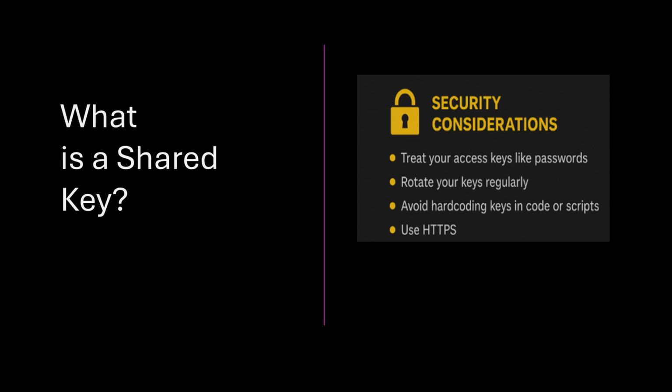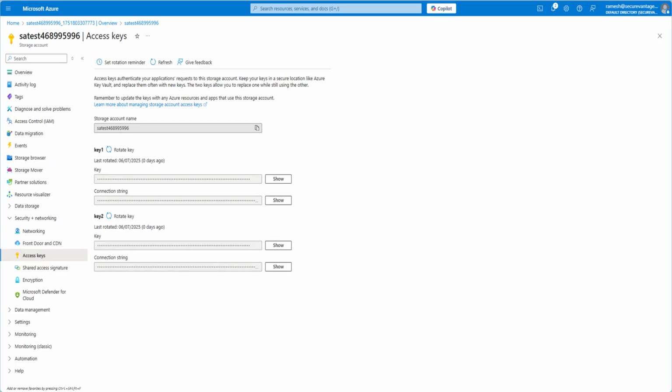Let's get on the portal and check the shared access key in action. You can view the shared access keys for each Azure Storage account by navigating to Security plus Networking and then Access Keys in the Azure portal as shown. You always receive two access keys, Key 1 and Key 2. This dual key system allows you to rotate keys safely without downtime.